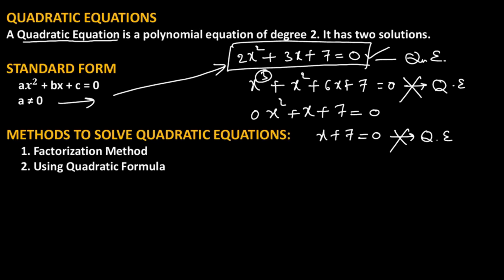Methods to solve quadratic equations. Using two methods, we can solve the quadratic equation. The first method is the factorization method and the second method is using a formula, the quadratic formula. We have a formula, so we can use that for solving the given quadratic equation. Let us see the factorization method first. We have already used the factorization method in our previous lesson.